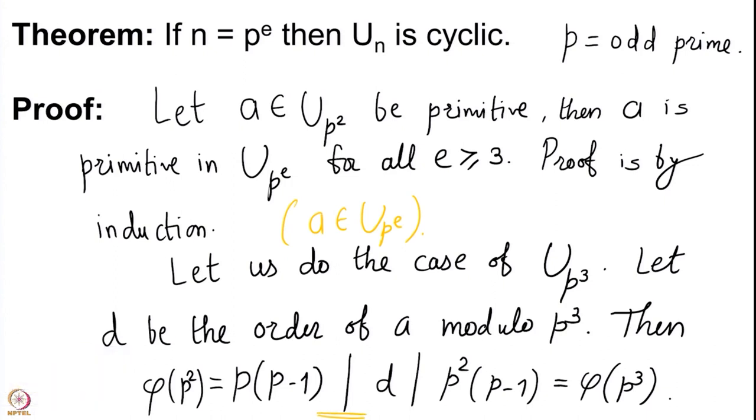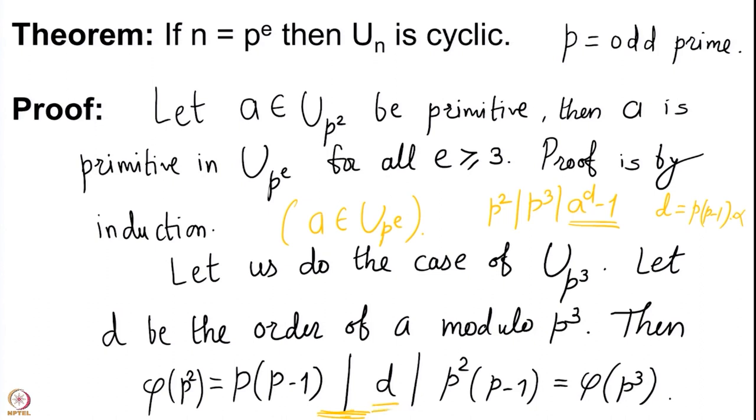It will be a multiple of this, because whenever you have p cube dividing a to the d minus 1, you have p square also dividing p cube, and therefore p square divides a raised to d minus 1, and therefore d should be a multiple of phi of p square, which is p into p minus 1 into some alpha, for instance. So, therefore, we have this.